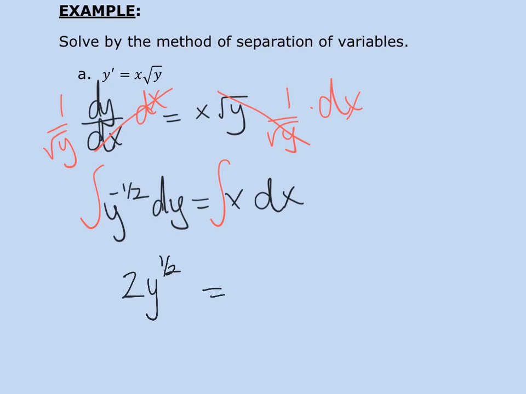On the right-hand side, I have x to the 1. I'm going to add 1 to that, so x to the 2, in other words, x squared. And then I'm going to divide by that 2, that exponent, and we get x squared over 2 plus c. I'm going to call it c sub 1.